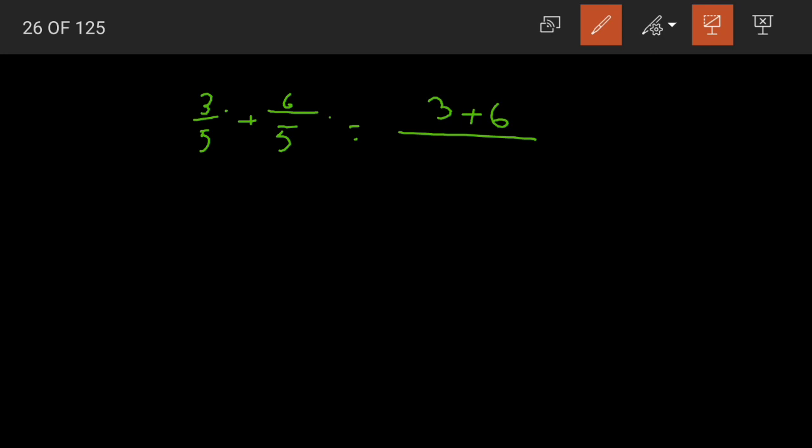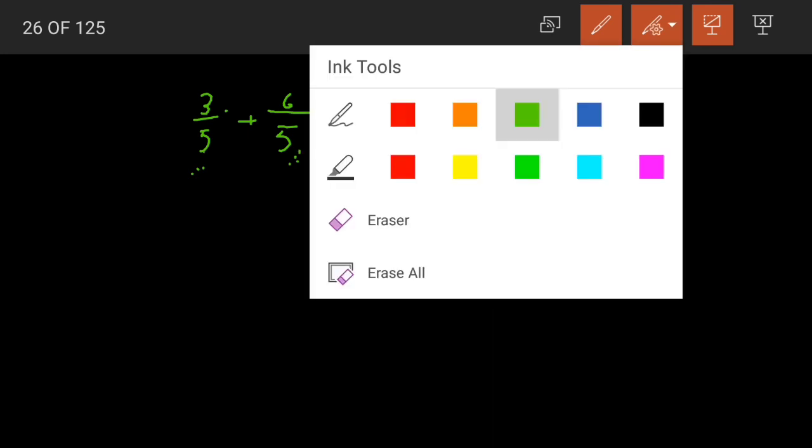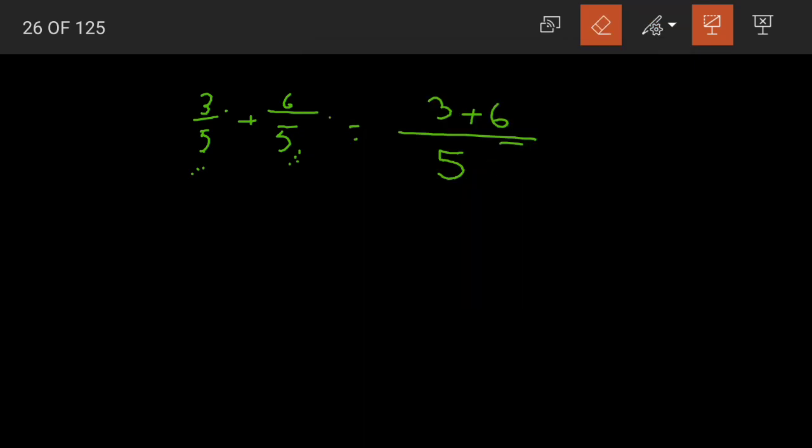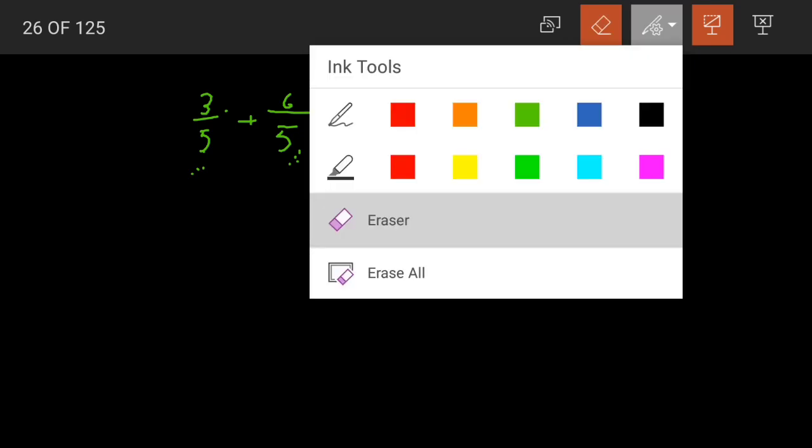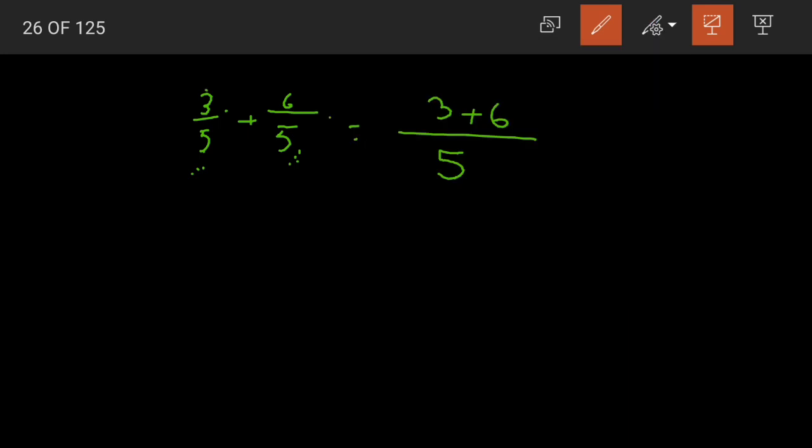Now what about the denominator, children? Here the denominator is the same for both the fractions. So instead of writing it 2 times, we will simply write it once. Instead of writing 2 5's again or doing 5 plus 5, we'll just write one 5. Understood? 3 by 5 plus 6 by 5 is equal to 3 plus 6 divided by 5. 3 plus 6 is nothing but 9, divided by 5, our common denominator.